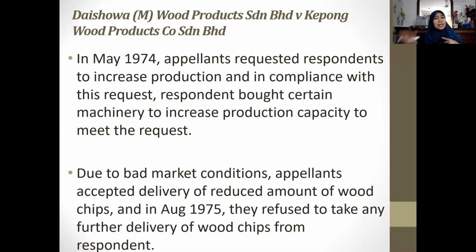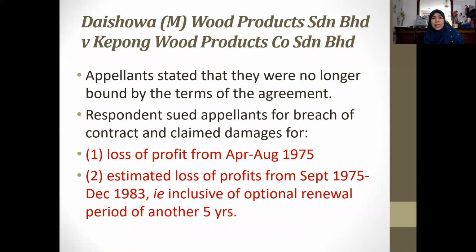But a year later, due to bad market conditions, appellants accepted delivery of a reduced amount of wood chips, and later by August 1975, they refused to take any further delivery of wood chips from the respondent. No, I don't need any more wood chips. Remember, a year before they asked for increased production. Now they don't want to buy anything. The appellant then stated that they were no longer bound by the terms of the agreement. So they said, we are released from our contract, we are not liable for breach whatsoever. Because of that, respondent sued appellants for breach of contract.